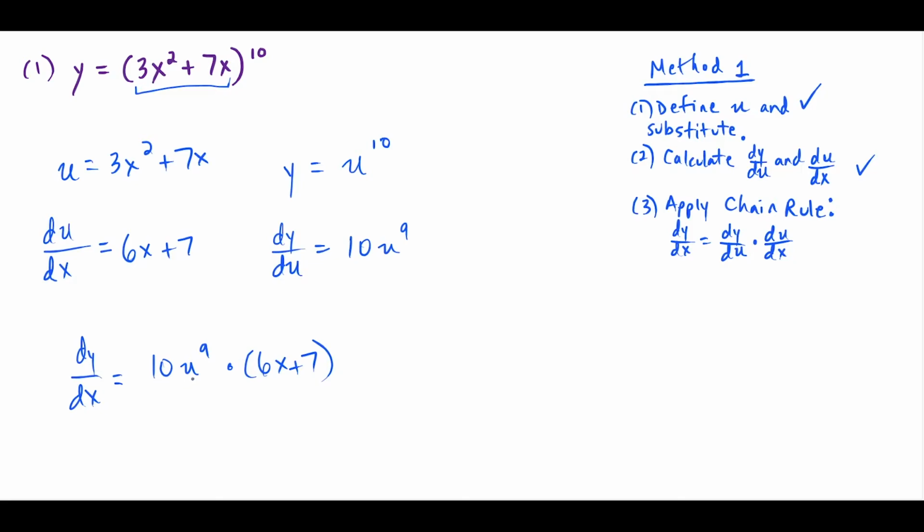And then the last thing you need to do is your answer has to be all in terms of x. So we're going to make one more substitution at the end, and we're going to write everything in terms of x. So we have 10, we leave a space for the u term to the 9th power, and it's being multiplied by 6x plus 7. And u is equal to 3x squared plus 7x. So our final answer here to this question is this expression here. That's our derivative to the original y equals.